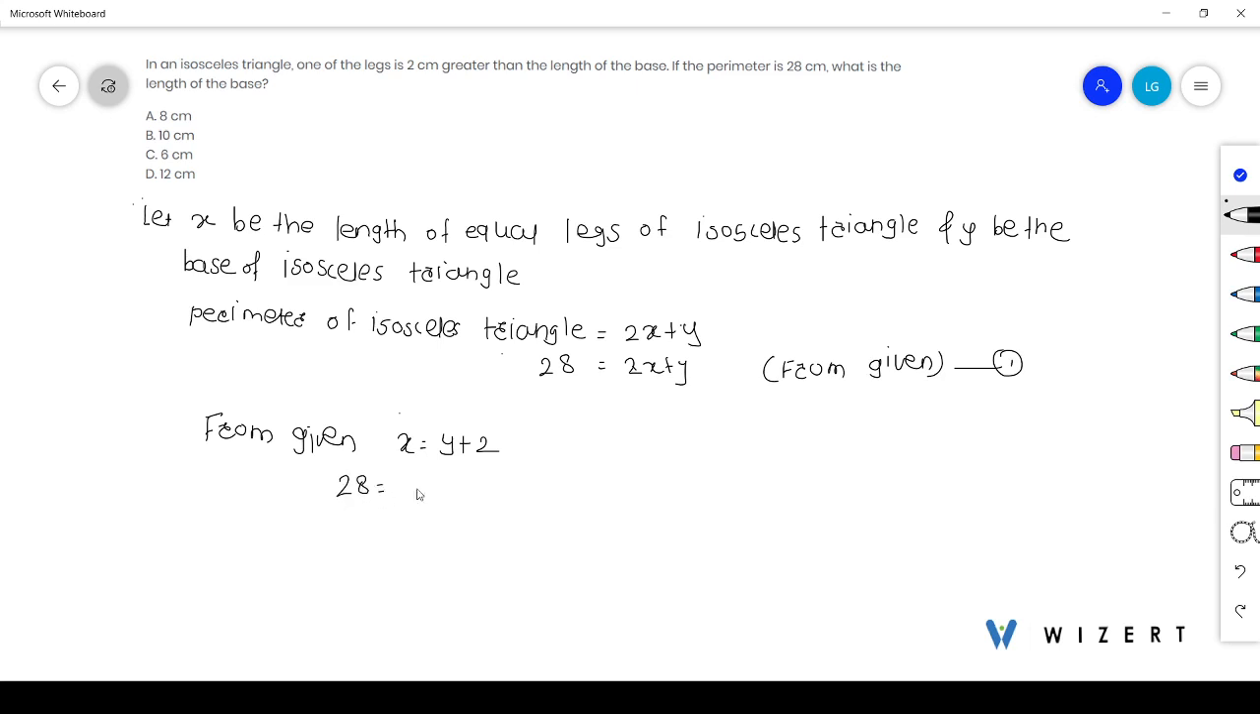28 equals to 2 into x means y plus 2 plus y, that is 2y plus 4 plus y equals to 28. So 3y equals to 28 minus 4, that is 24. Divide both the sides by 3, we get y equals to 24 by 3, that is 8 centimeters, which is our required length of the base of isosceles triangle.